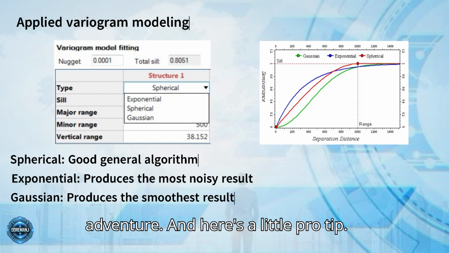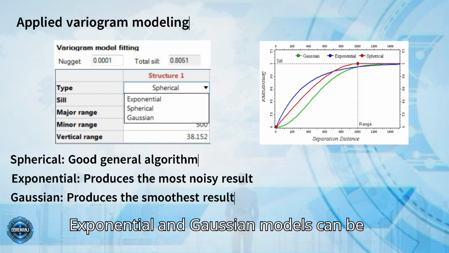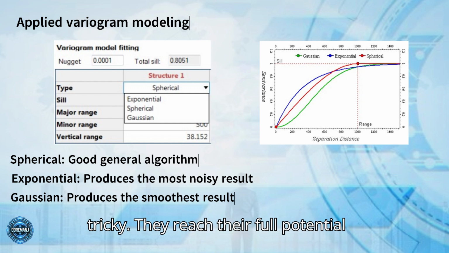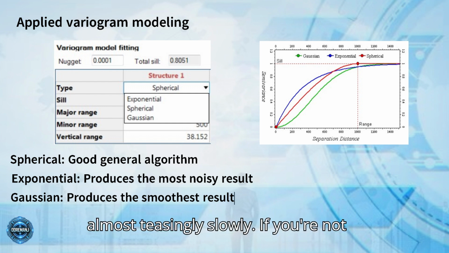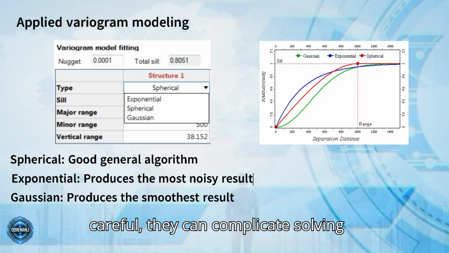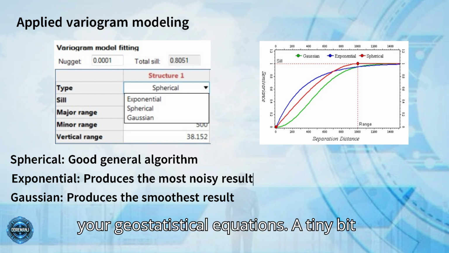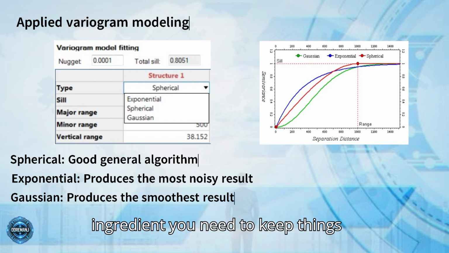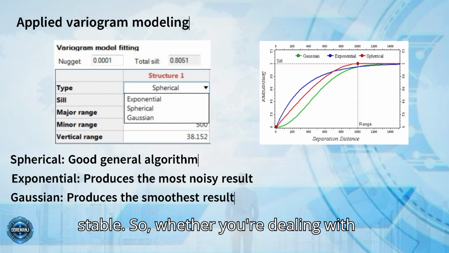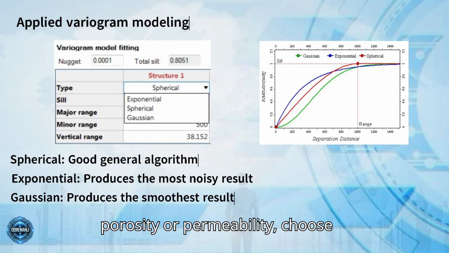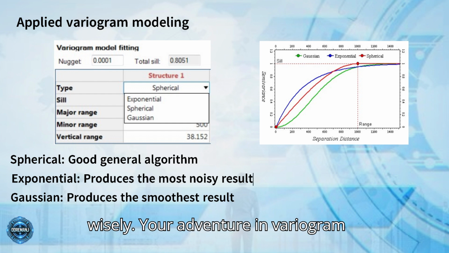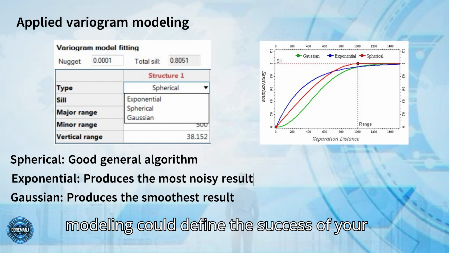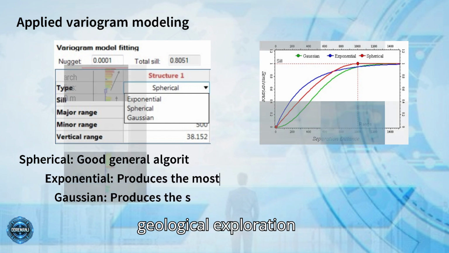And here's a little pro tip. Exponential and Gaussian models can be tricky. They reach their full potential almost teasingly slowly. If you're not careful, they can complicate solving your geostatistical equations. A tiny bit of nugget effect might just be the secret ingredient you need to keep things stable. So, whether you're dealing with porosity or permeability, choose wisely. Your adventure in variogram modeling could define the success of your geological exploration.